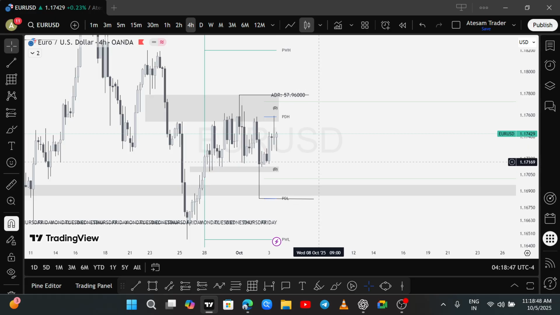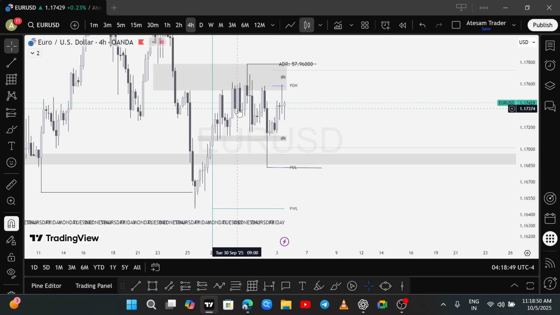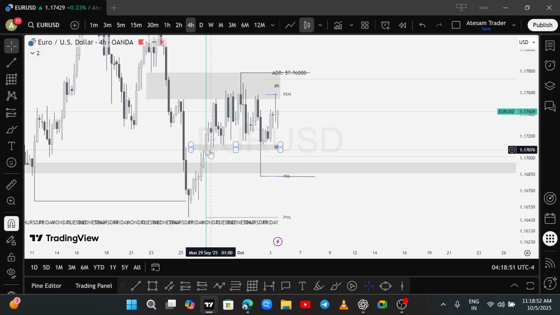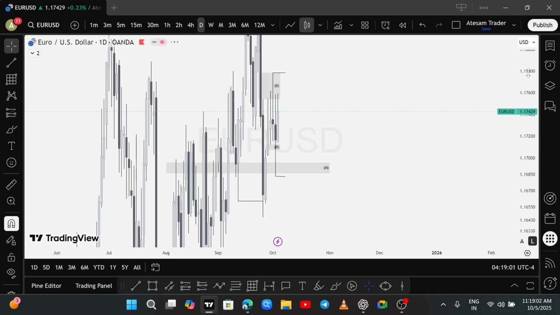So here also we have to wait. If you see, this is a big consolidation range, range low taken. So we can expect price should gravitate towards this side. Okay, we'll see.